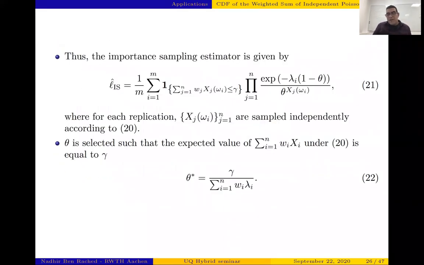Now, how do we choose theta? We choose theta such that the expected value of the sum of Wi times Xi under the new measure is equal to gamma. It means that gamma is the mean of this random variable under the new measure. So the rare event is no longer a rare event under the new measure. Through a simple computation, we find theta star to be equal to gamma over the sum of Wi times lambda i.